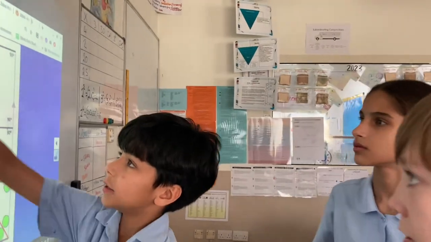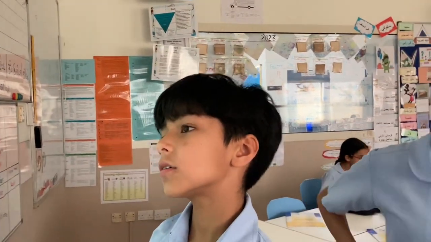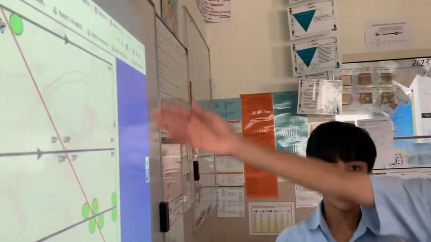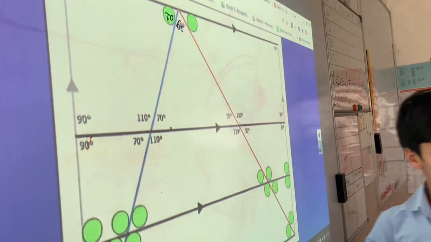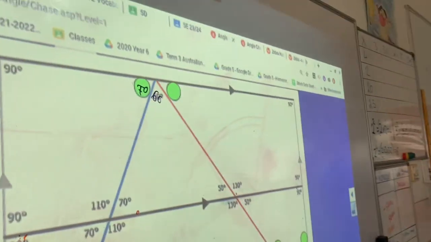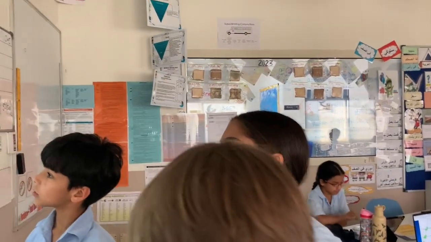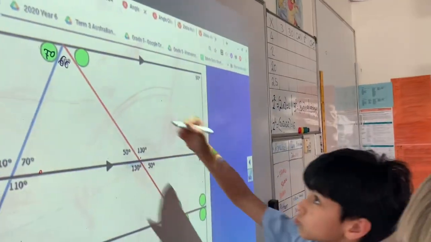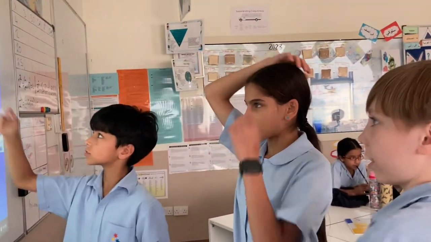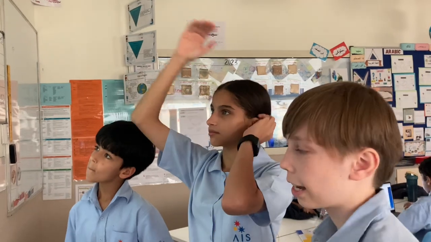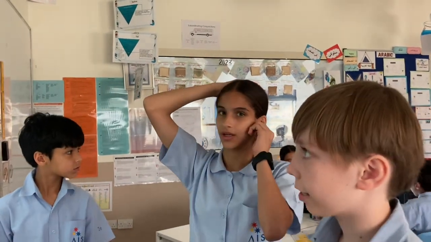So I was suggesting if you add those all up, that will give you an amount. Numbers on the straight line.